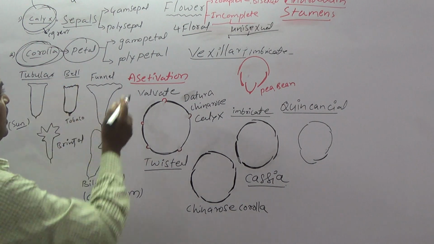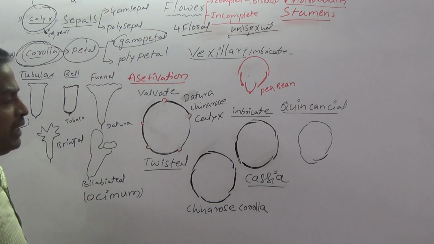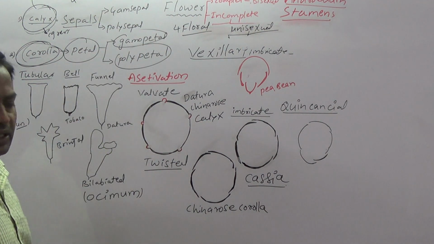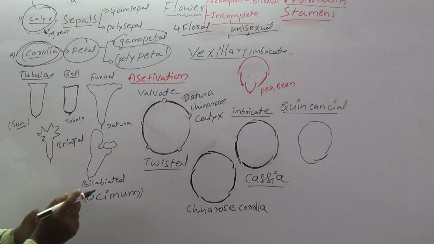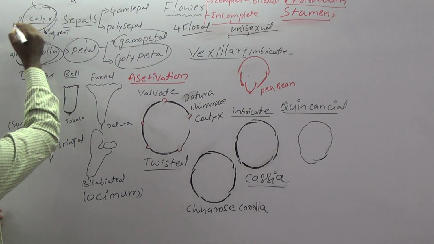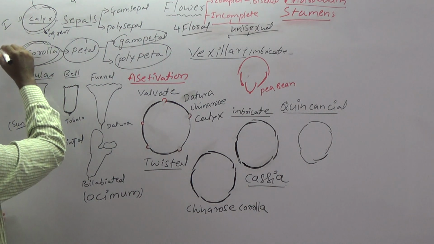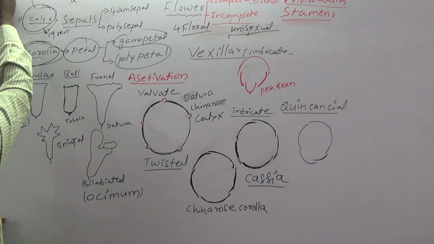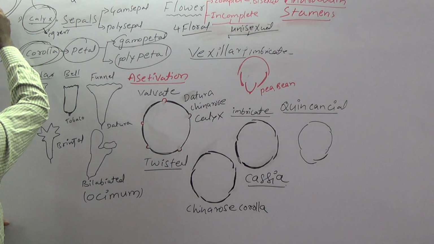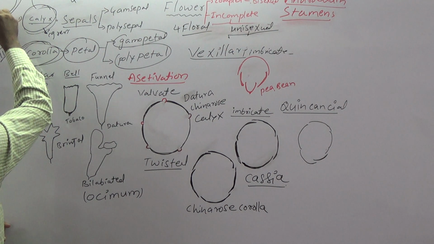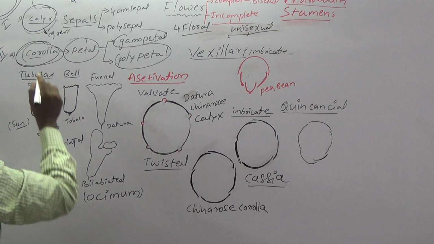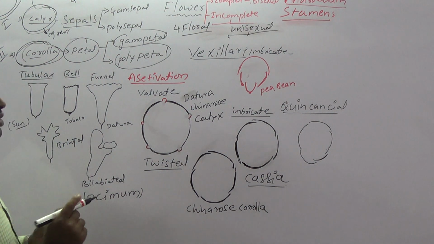If the petals are united, it is known as gamopetalous. If the petals are free, it is known as polypetalous. So what is the position of the corolla in the floral diagram? This is an important MCQ. It is the second one. This is the first, and this is the second in the floral diagram. The first one is calyx and the second one is corolla. Are you clear? And what is the formula of the corolla?